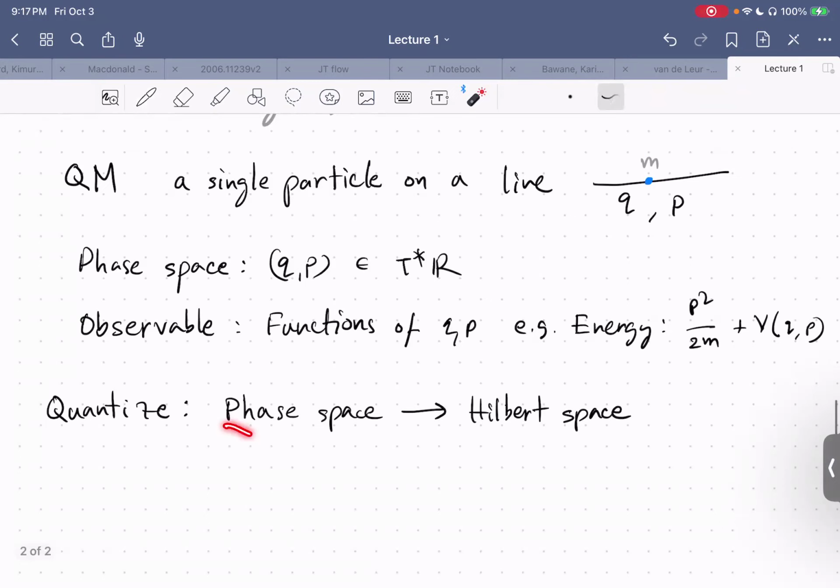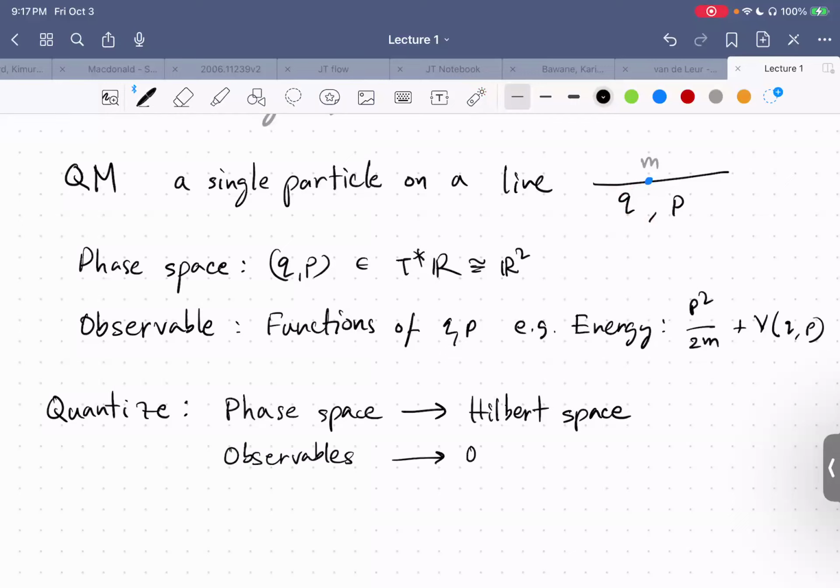So in our particular example, this phase space was this two-dimensional space, which is really just R2, because we have two real coordinates. And we replace the classical space by a complex vector space with a limit, which we call the Hilbert space. And furthermore, we replace observables with operators on our Hilbert space.